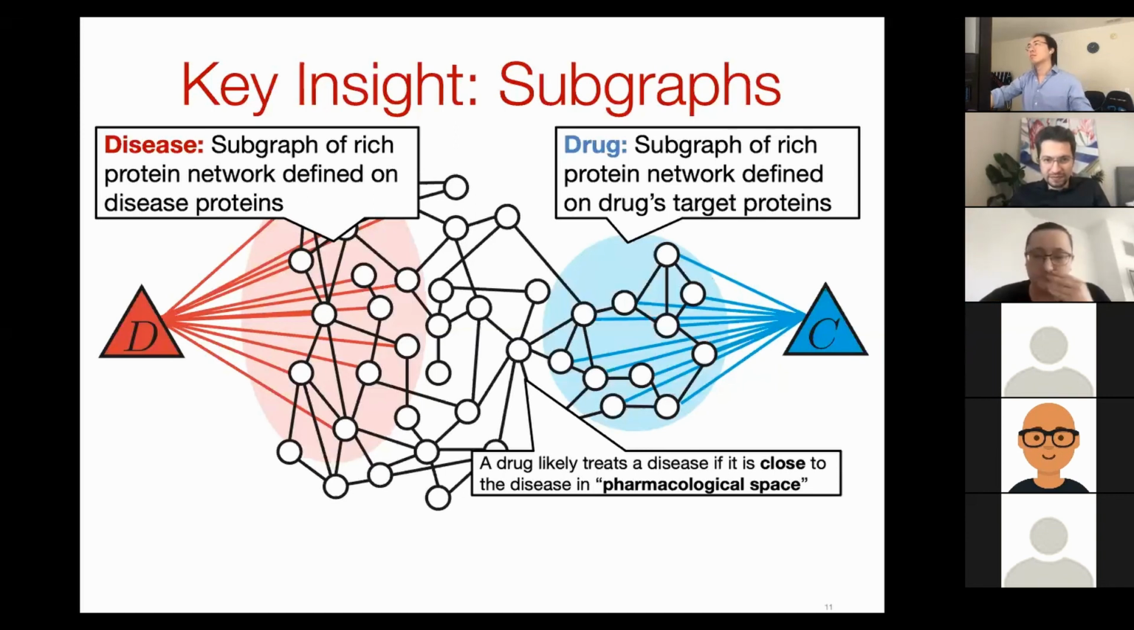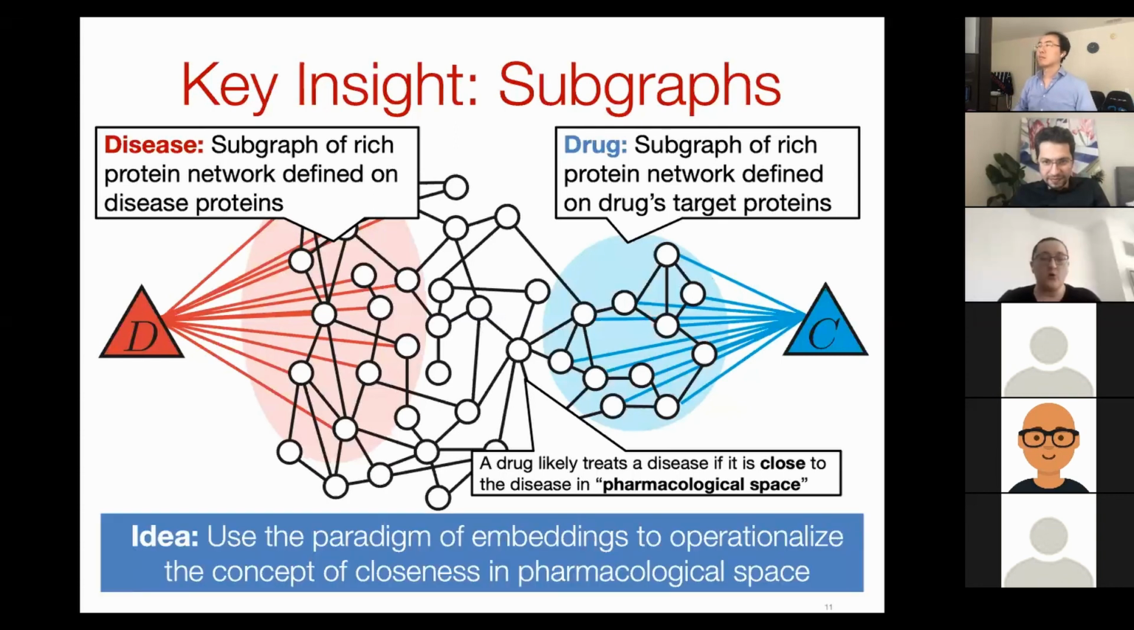Now in the pharmacological space, it is known, and we often can read, that a drug is likely to treat a disease if it is close to the disease in pharmacological space. So that sounds great, but what does it mean to be close to the disease in pharmacological space from a computational standpoint? How can we computationally operationalize that? Our idea will be to use the power of embeddings to operationalize this concept of closeness. We will learn embeddings for every drug and every disease, and then we will see what drug embeddings are close to what disease embeddings, and that will inform our predictions.